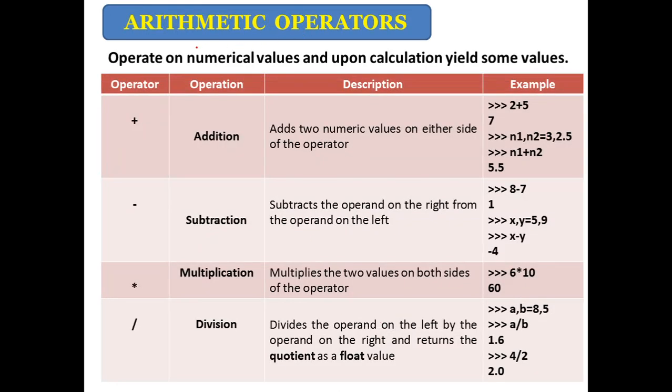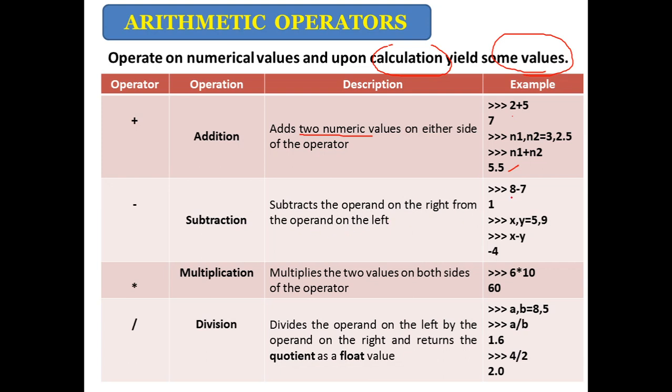Now, arithmetic operators operate on numeric values and upon calculation yield some results. Addition adds two numeric values and gives some result like this, 5.5. Here one important thing is that whenever we calculate two different numeric data types, like int or float, the result will always be of the higher data type, that is float.